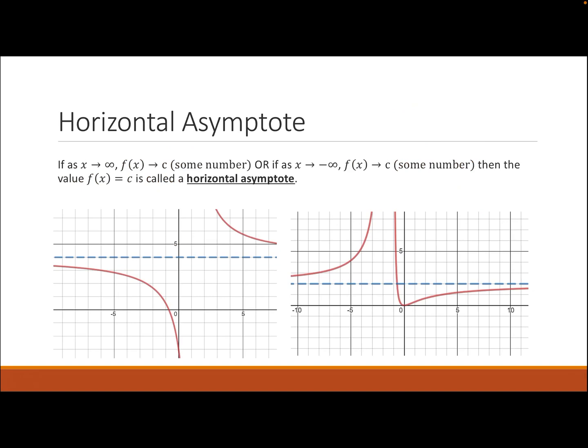A horizontal asymptote is if as x goes to infinity, the graph tails off to this horizontal line. That's called a horizontal asymptote. In this case, this first function has a horizontal asymptote of y equals 4. And this second function has a horizontal asymptote of y equals 2. Like if this graph was to continue to go to infinity, it gets closer and closer to this dotted line, but never actually touches it. And that is what we call a horizontal asymptote. And that's what this notation, as x goes to infinity, f of x tends to c, means. It just means that the y values approach a line that they never cross.